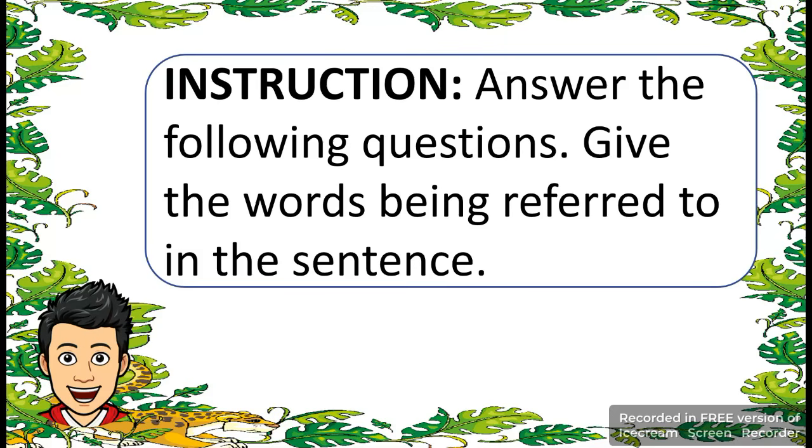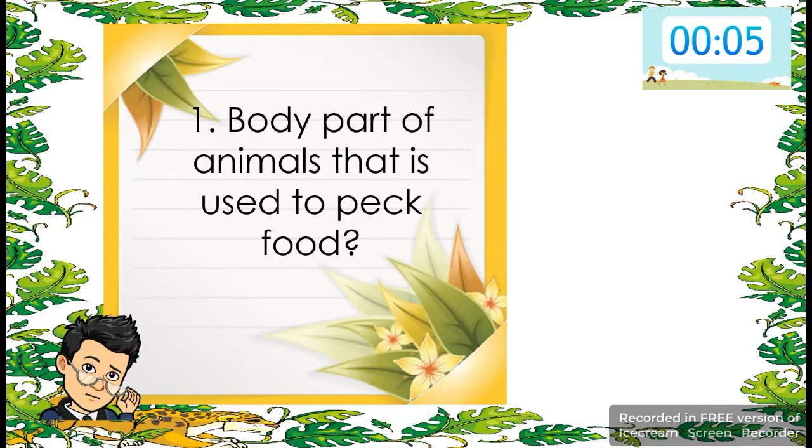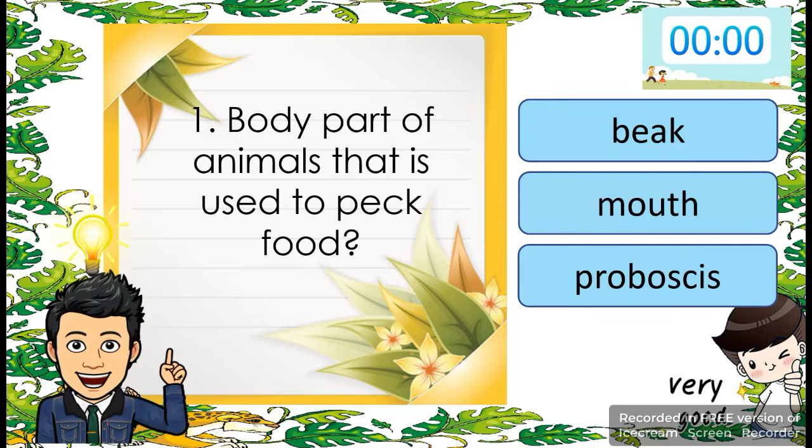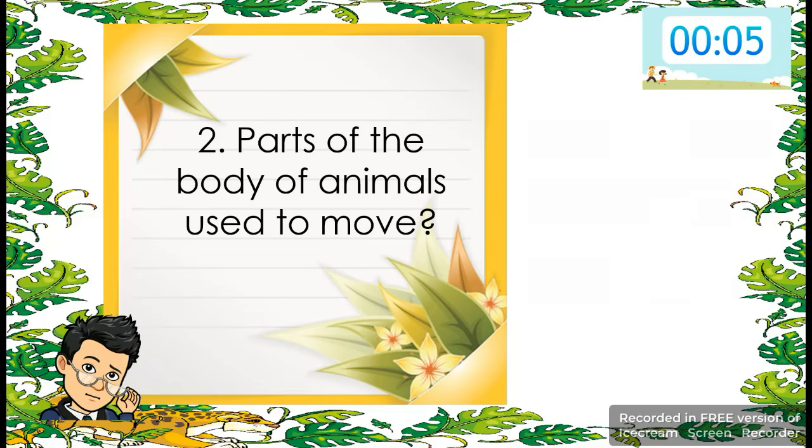Instruction: answer the following question. Give the words being referred to in the sentence. Number 1. Body parts of animals that is used to pick food. Body parts that pick foods are beak, mouth, and proboscis.